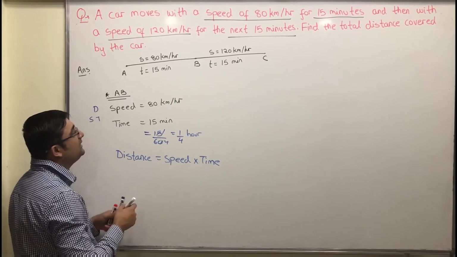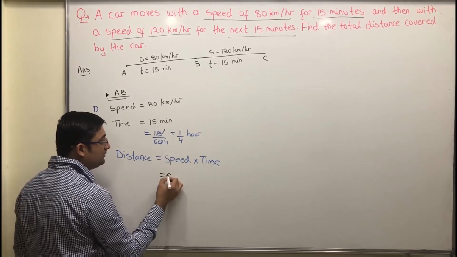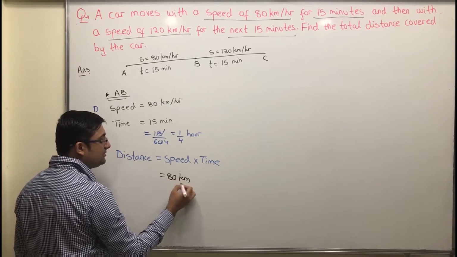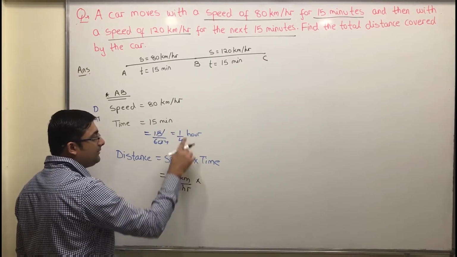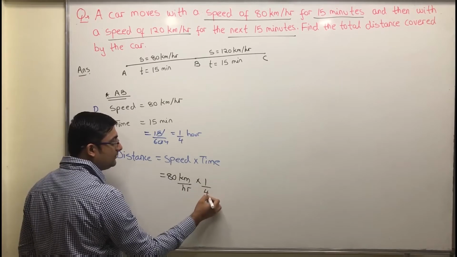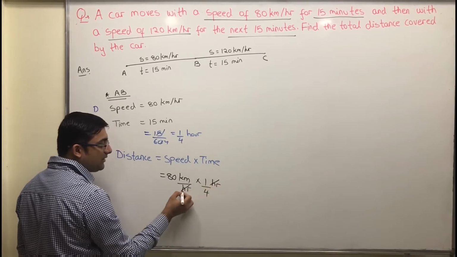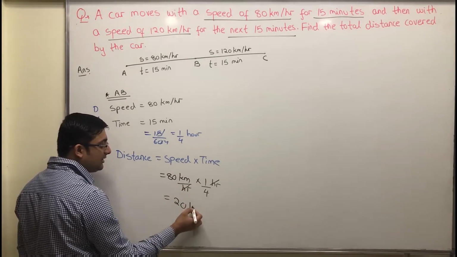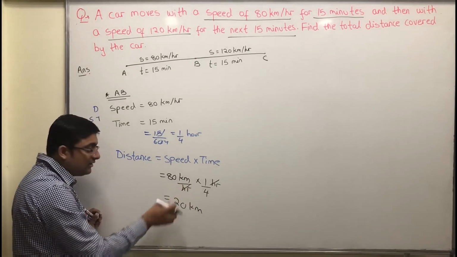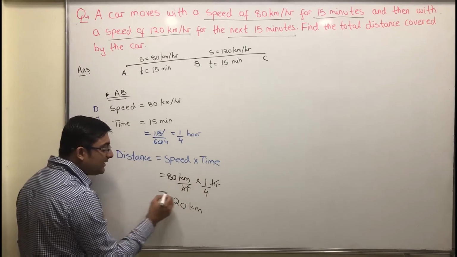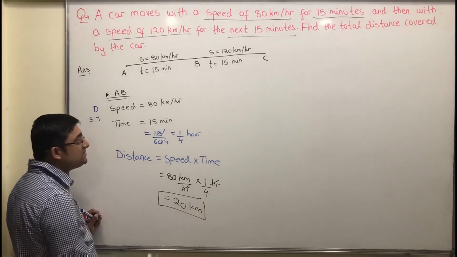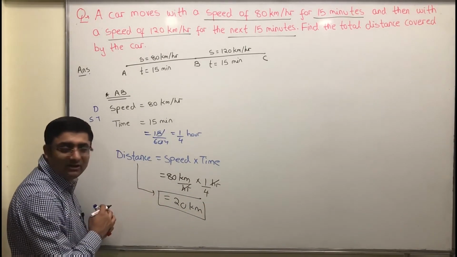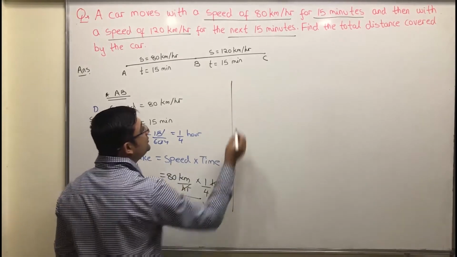Write down the speed, that is 80 kilometers per hour, along with the units, into time, that is 1/4 of an hour. As you can see, hour cancels. 80 divided by 4, that is 20, units being kilometer. So whenever you write the values with the units, you'll automatically get the correct unit. That means the distance from A to B is 20 kilometers. Similarly, we'll do from B to C.